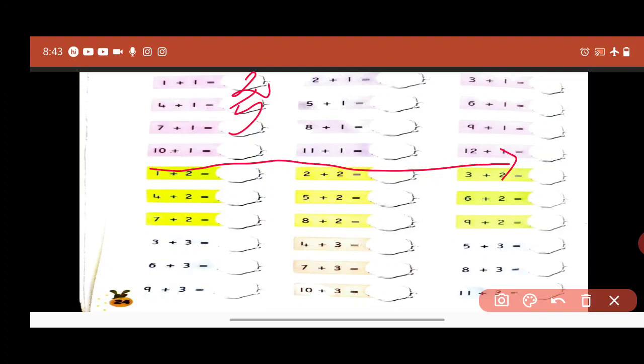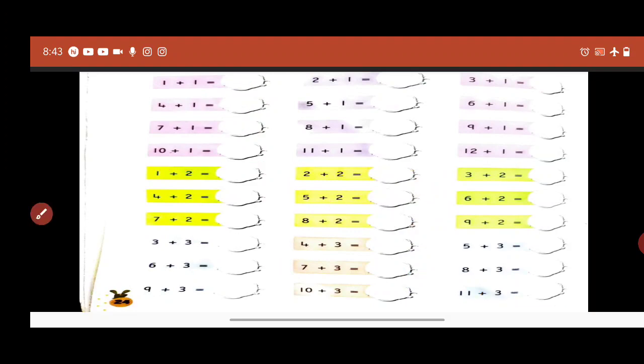For example, I am just choosing 7 plus 3. So 7 in the mind, and you have to count from 8 till 3. 8, 9, 10. So the answer is 10. Understood? So you have to do this page.